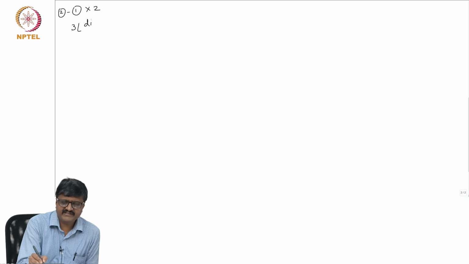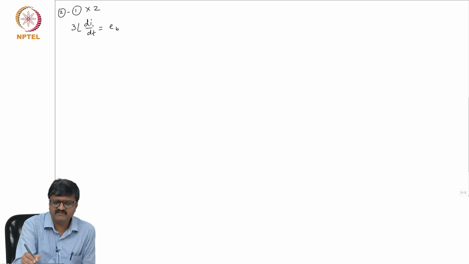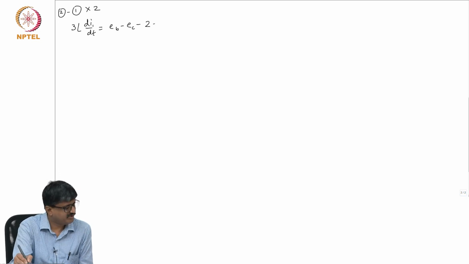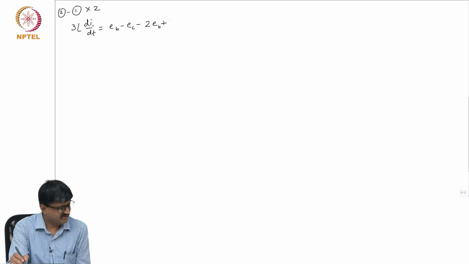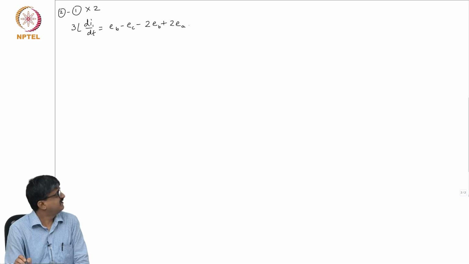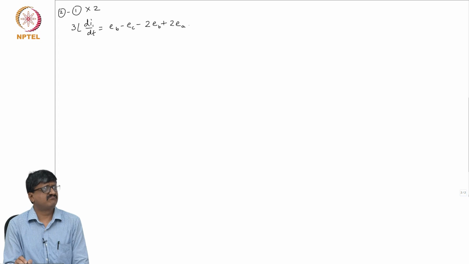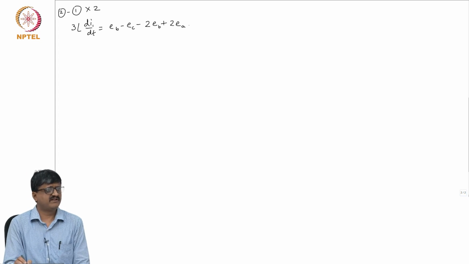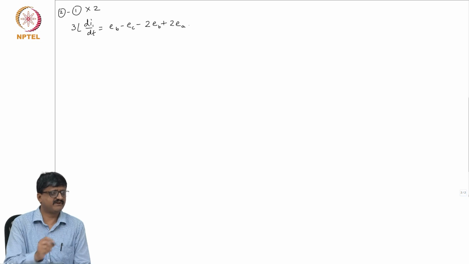3L dI1/dt is equal to EB, I presume you are having the equations with you, okay. EB minus EC minus 2 EB, 2 because I am multiplying equation 1 by 2, plus 2 EA. Is this okay? Or you want me to write equations 1 and 2? I just don't want to repeat, so I presume you have those equations.